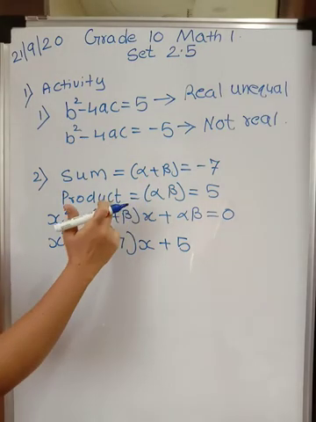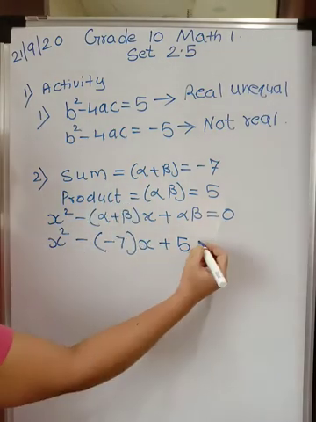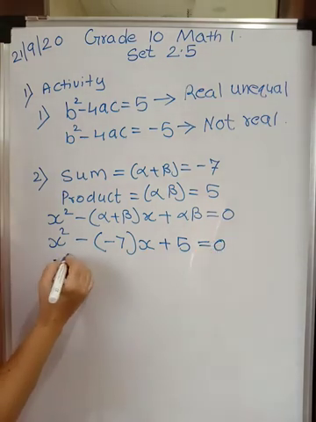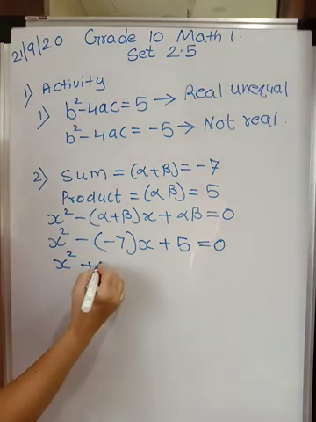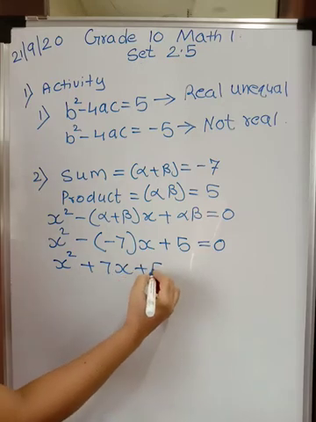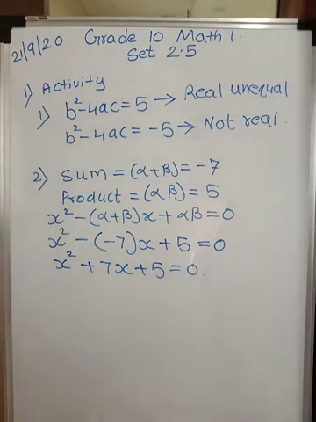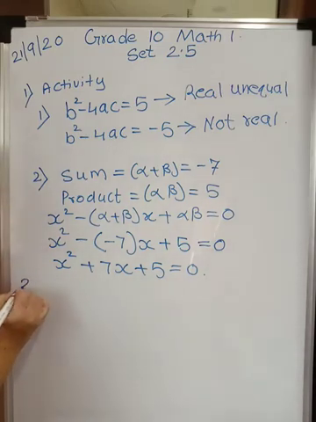Their sum and their product are both given. So what will be the quadratic equation? x square minus (minus) plus 7x plus 5 is equal to 0. So this is your required quadratic equation. Isn't it easy? Okay. Now let's go for the second.